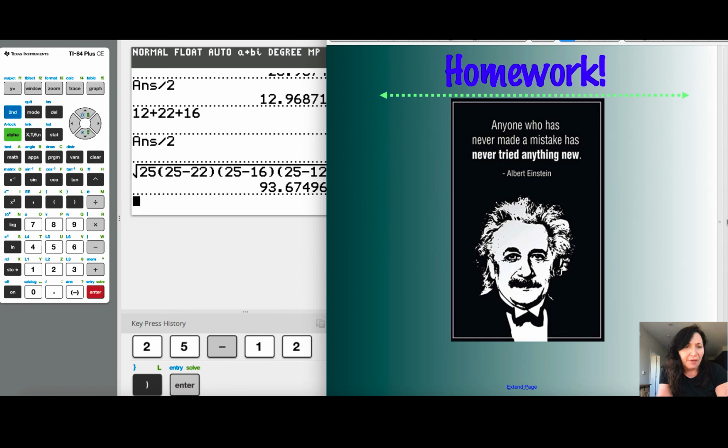So you're going to be finding the area. There's two ways to find it. Again, if you have three sides, you can use Heron's formula. Or if you have two sides and the included angle, you can use the sine formula.